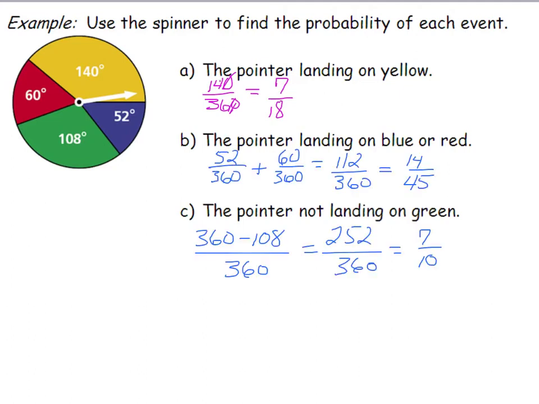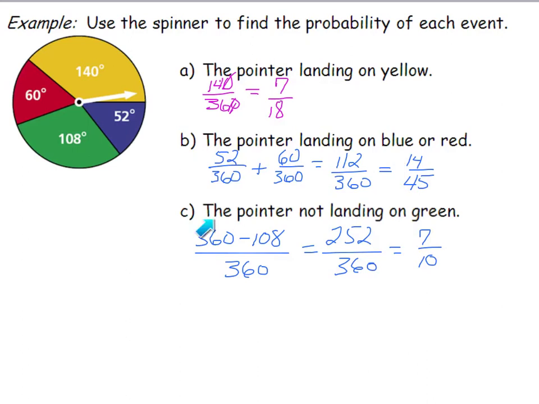Okay, so taking a look at B, it says the pointer landing on blue or red. Well, blue has an angle degree measure of 52, so the probability of it landing on blue would be 52 over 360. Red has an angle degree measure of 60, so it would be 60 divided by 360 for the probability of it landing on red. So if we take those two probabilities and add them together, I get 112 over 360, and I pulled an 8 out of both of those to simplify it down. Make sure you're always simplifying your probabilities down. And I ended up getting 14 over 45.